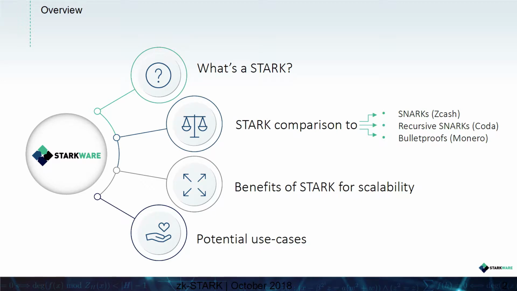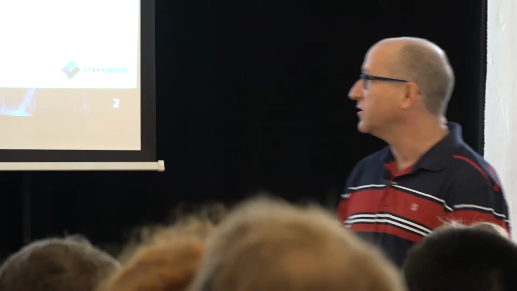So what I'll talk about today is, first of all, what do we mean when we say a Stark? Then we'll compare Stark to other of the many technologies out there. There are 3 that we will compare with because they are the ones that are currently either deployed or soon to be deployed within blockchains. Those are Snarks, recursive Snarks, and BulletProofs. We'll focus mostly on the applications of Starks for scalability, which is what interests StarkWare most. And that's the core benefit of a Stark, is for scalability, though it also can deliver privacy in the form of zero knowledge. And then we'll discuss potential use cases.